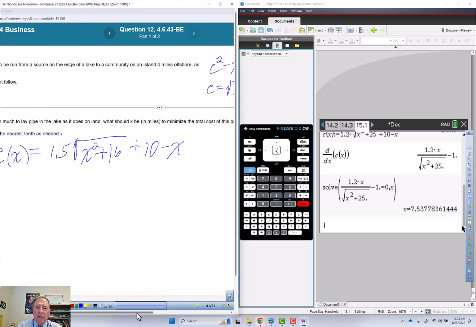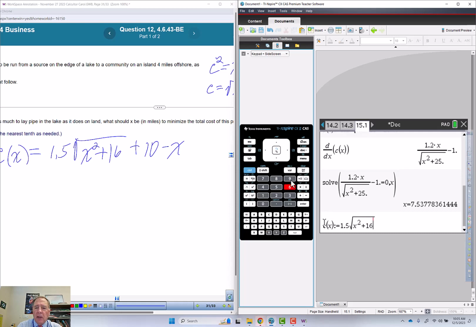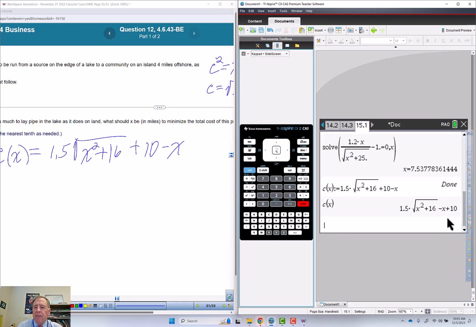So I'm going to define in the calculator here c of x. Control palette of math gives me this colon equals, that means is defined as 1.5 times the square root of x squared plus 16, get out from under the square root, plus 10 minus x. So my function as a function of x is there.